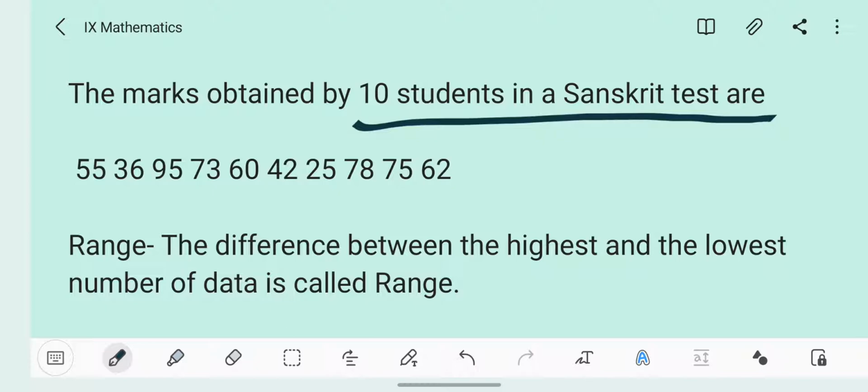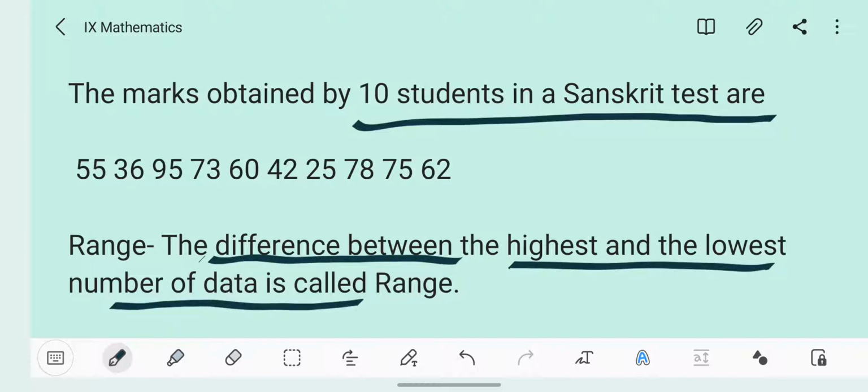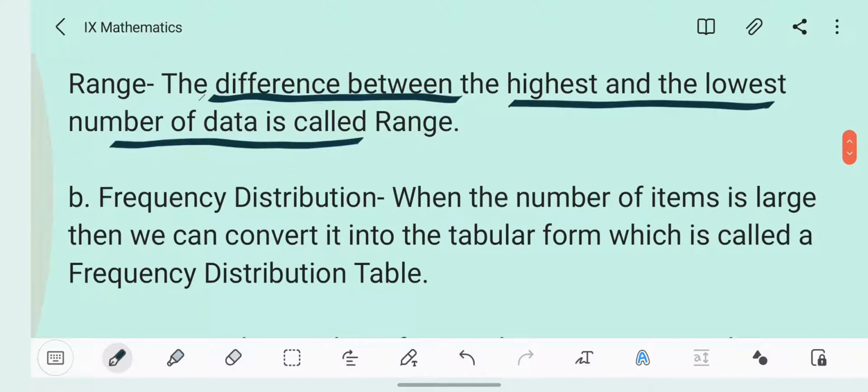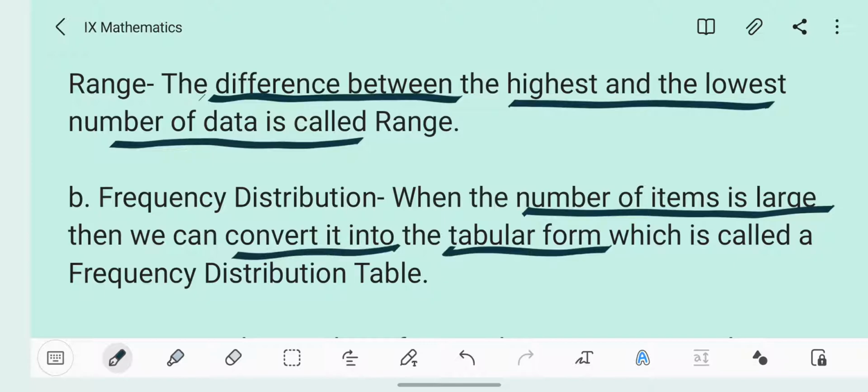So what is the range here? Range is the difference between the highest and the lowest number of data. Okay? And frequency distribution: the number of times a data is represented or occurs is called frequency, and distribution means in a tabular format we distribute the given observations. Then we can convert it into tabular form, which is called a frequency distribution table.